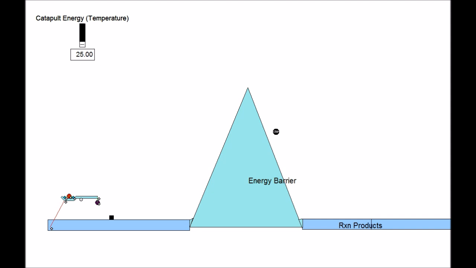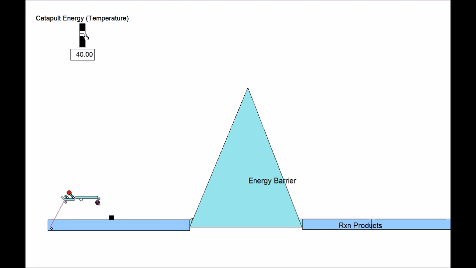Here's the models you saw in class for a reaction that has an energy barrier. That energy barrier will prevent reaction unless molecules have enough energy to go over the top. This temperature of 25 degrees C results in no productive reaction. The molecules are unable to pass the barrier.